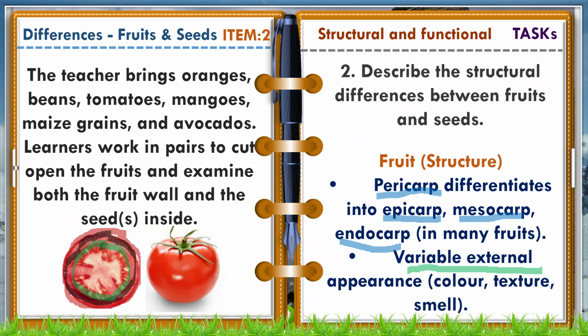Variable external appearance in terms of color, texture, and smell. So they will appear differently externally in terms of color, texture, and also the smell.